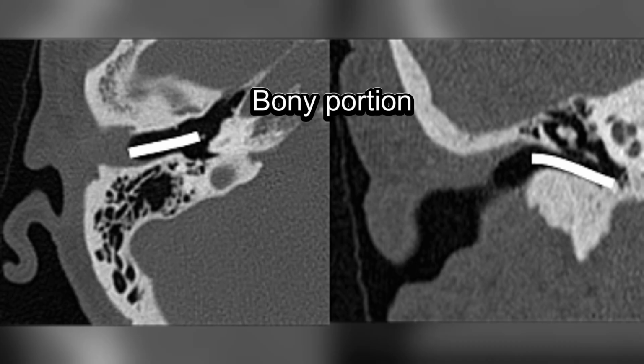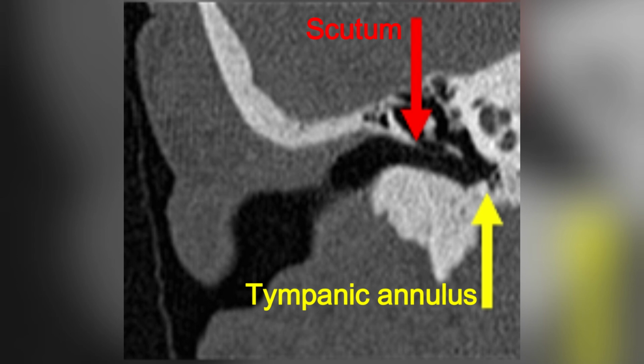The medial 2/3 form the bony canal, lined with very thin skin that adheres tightly to the underlying periosteum and continues with the outer layer of the tympanic membrane. This segment is bordered medially by the tympanic annulus and the scutum.